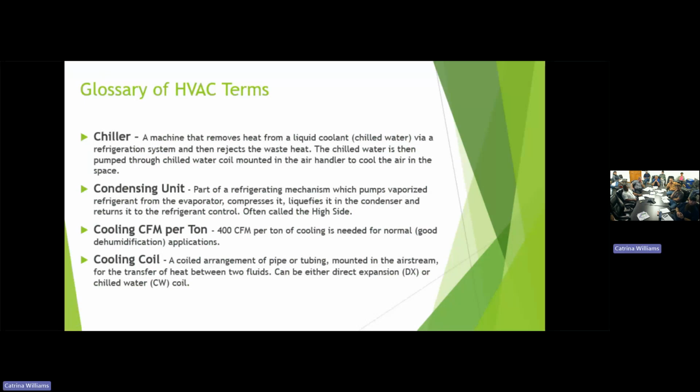The cooling coil is a coil arrangement with pipe and tubing, with fins on it, that transfers heat between two fluids. With chilled water or refrigerant, it transfers the heat from the airflow to the coil. And if it's hot water, it goes the other way, from the coil to the airstream. But a cooling coil is one form of heat exchanger. It transfers heat.